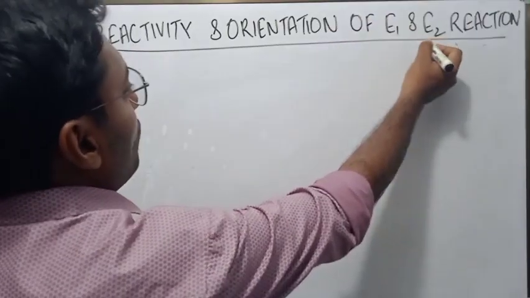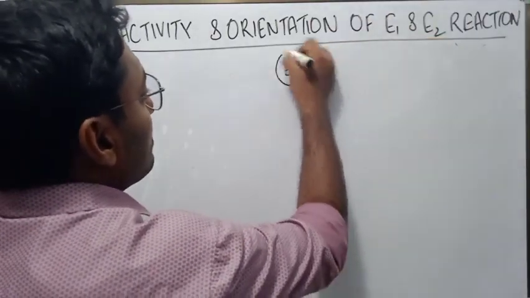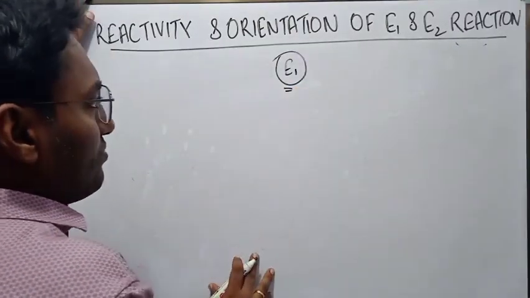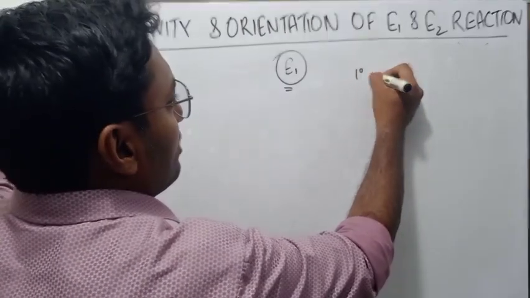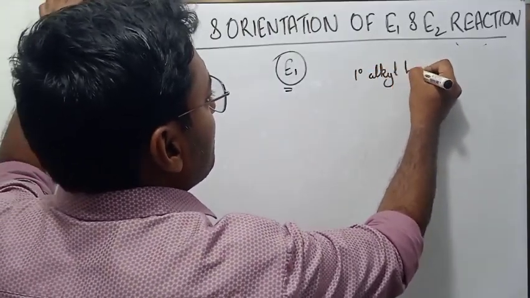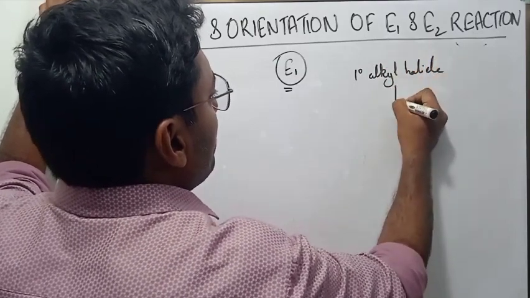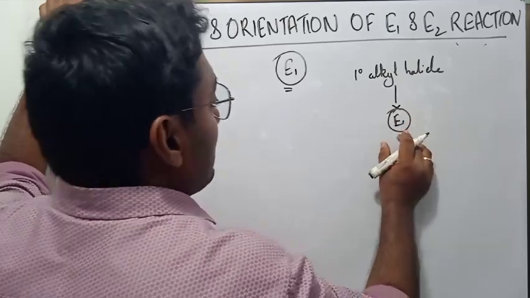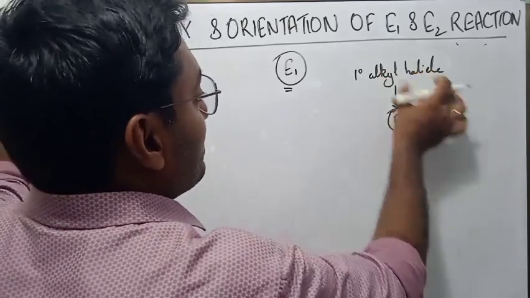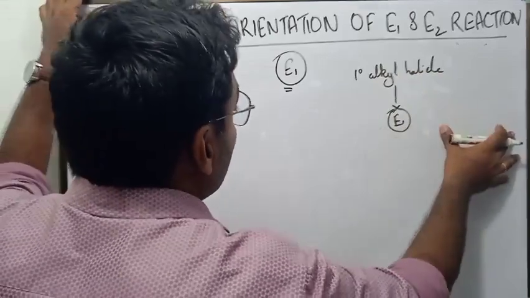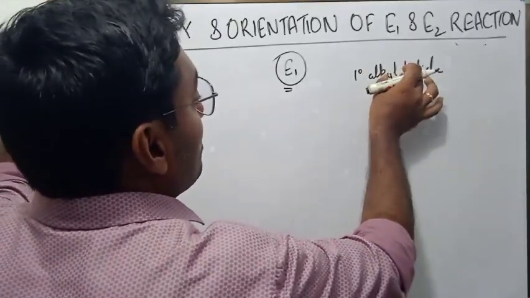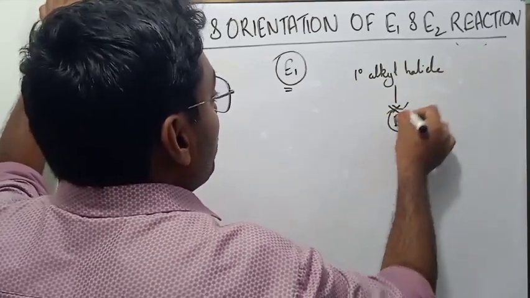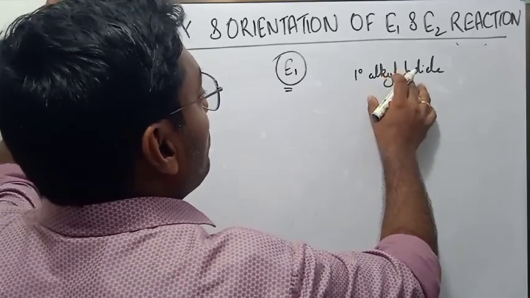Now let us talk about E1 reaction. Your primary alkyl halide would never go for E1 reaction, because an E1 reaction involves a carbocation, and the carbocation of a primary alkyl halide, that is a primary carbocation, is very unstable. Therefore its ionization to primary carbocation is very unlikely. A primary alkyl halide would only go for E2 reaction.